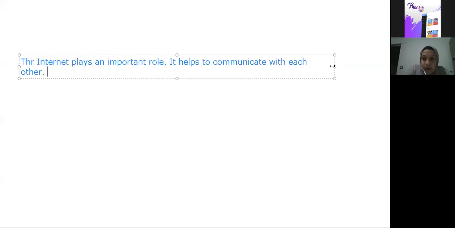Look here. In this sentence, I have two simple sentences. The internet plays an important role. Full stop. It helps to communicate with each other. These two sentences are simple. Imagine you are writing using these two simple sentences in your essay, in your article, in the exam. How can I change them to be a compound sentence, which is a more advanced level?